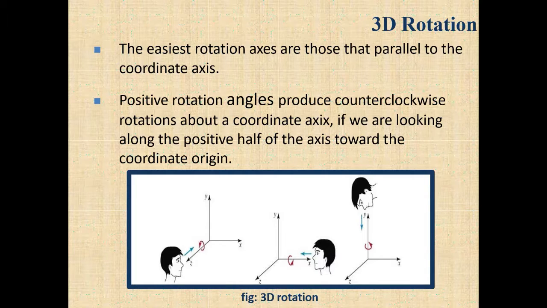Positive rotation angles produce counterclockwise rotation about a coordinate axis, and if it is negative, it is rotating clockwise, if we are looking along the positive half of the axis toward the coordinate origin. So if you are looking like this and the value of y is decreasing, that means it is happening clockwise, and if we are looking up, then it is happening counterclockwise like this.